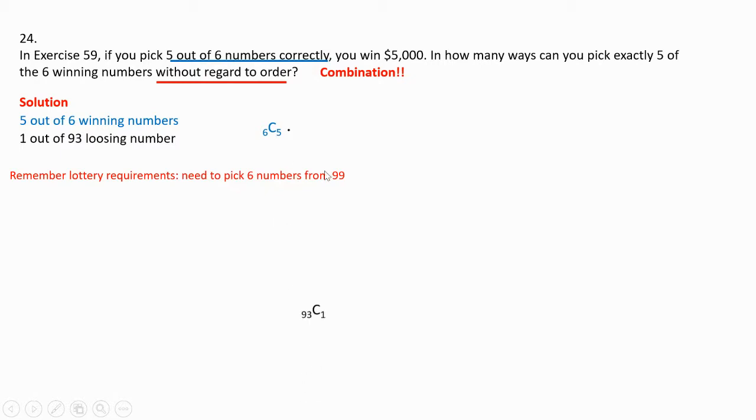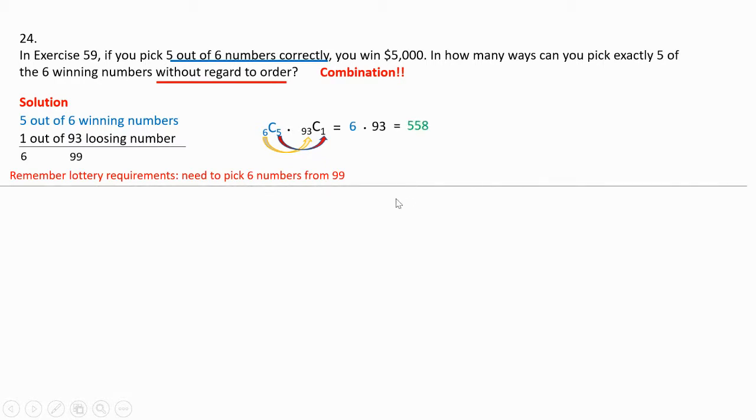Okay, now guys, check this out. It's going to be 93 combination 1, and again, the one on the outer must equal 99, and the inner must equal 6, because they're saying that you need to pick 6 numbers out of 99. Okay, so 6 combination 5. Right, and again, that's what I remember now. These will be 99, and this will be 6. So 6 combination 5 will give you 6. 93 combination 1 will give you 93. So 6 times 93 will give you 558. So that's your solution, guys.